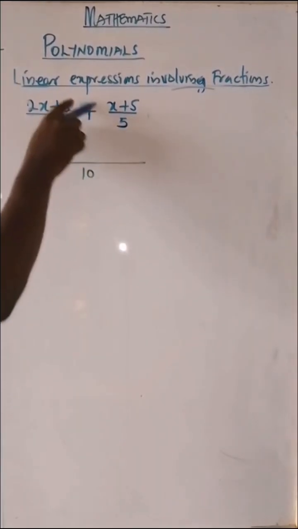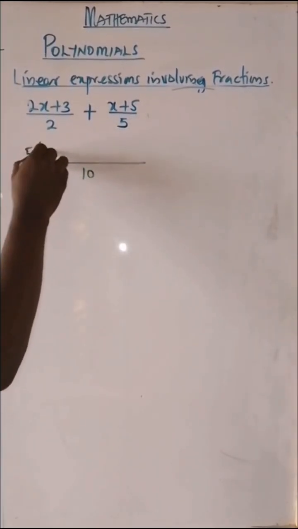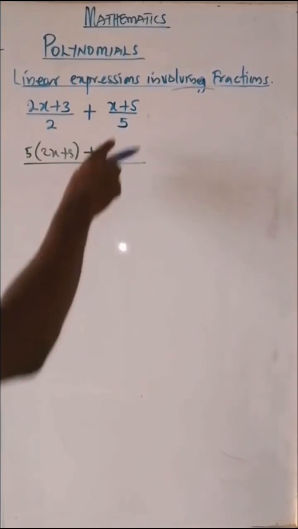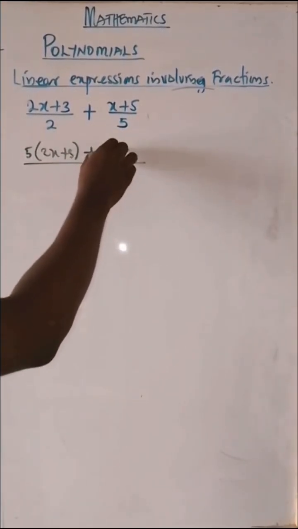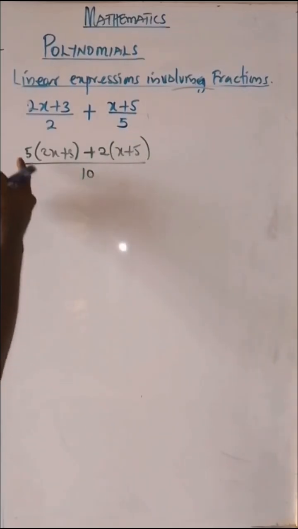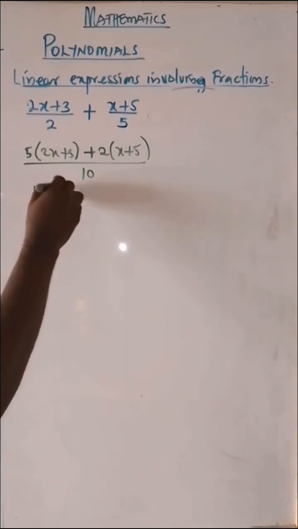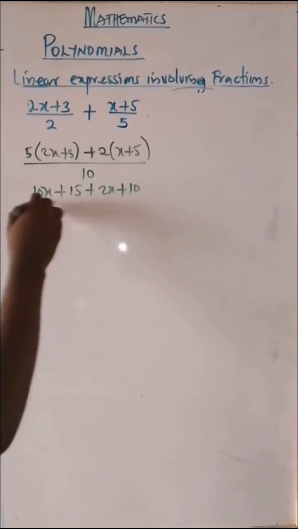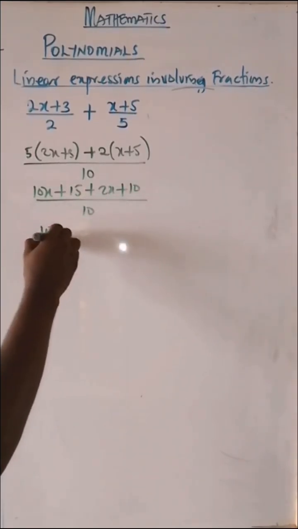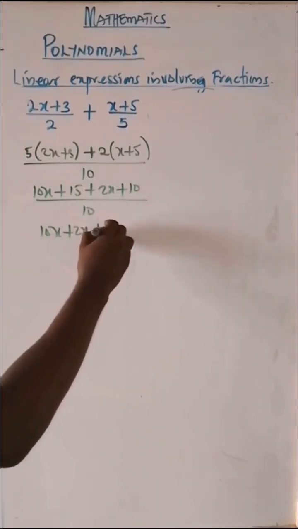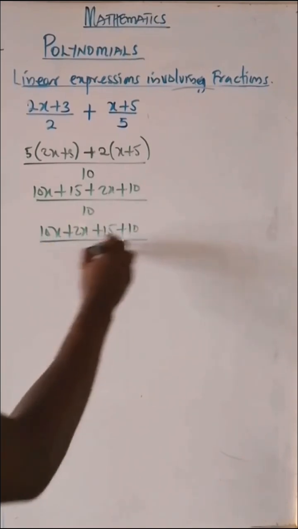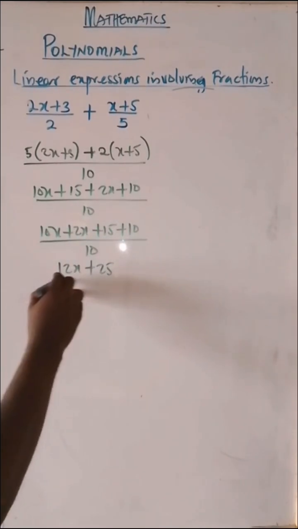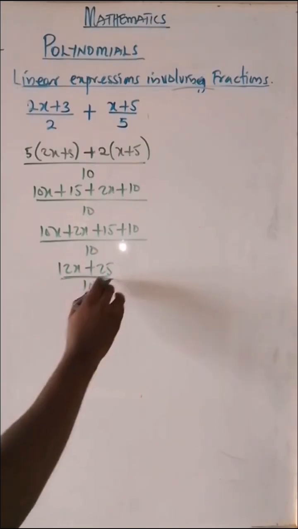2 in 10, 5. 5 applies everything here. 5, open the bracket and write 2x plus 3. Or they have here plus. If it's minus, write minus here. 2. 5 in 10, 2. 2 into x plus 5. Then from here, if you expand, 5 times 2 is 10, you have the x. 5 times 3, 15. 2 times x, 2x, 2 times 5, 10 over 10. Then rearrange: 10x plus 2x plus 15 plus 10, everything over 10. 10x plus 2x is 12x plus 25 over 10. And that is the final answer.